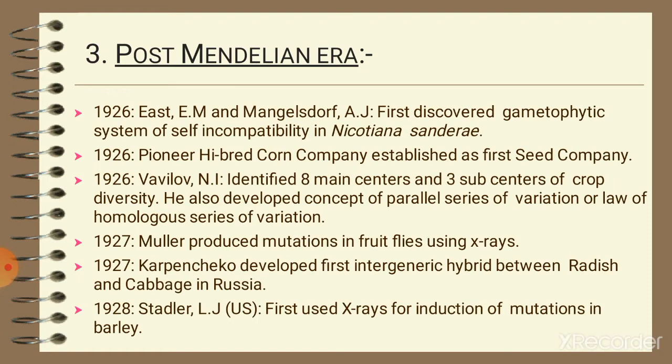In 1926, Vavilov identified 8 main centers and 3 subcenters of crop diversity. He also developed the concept of parallel series of variation, or the law of homologous series of variation. In 1927, Muller produced mutations in fruit fly using X-rays. In 1927, Karpechenko developed the first intergeneric hybrid between radish and cabbage in Russia.